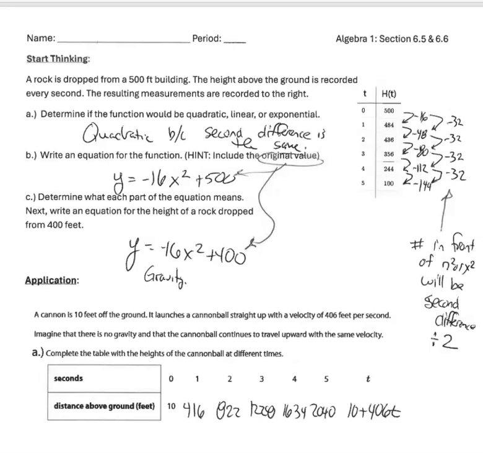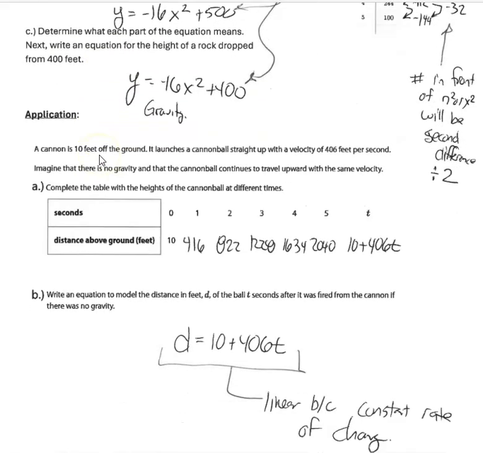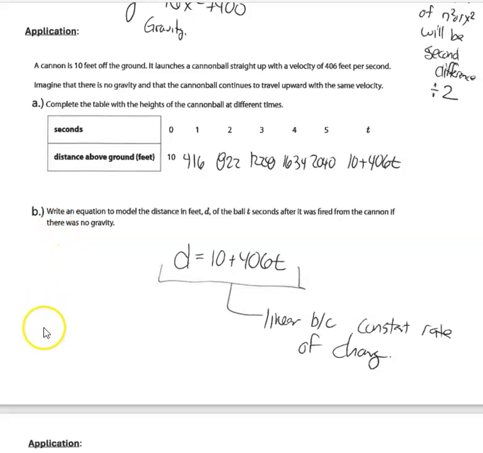The next problem says, how do we adapt the formula if it is now a height of 400? The negative 16 stays the same because it's the same gravitational pull, and then you have 500 turning into 400.